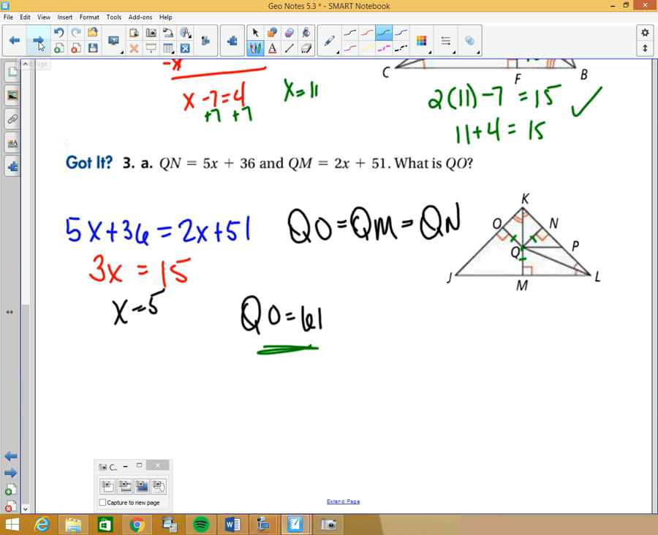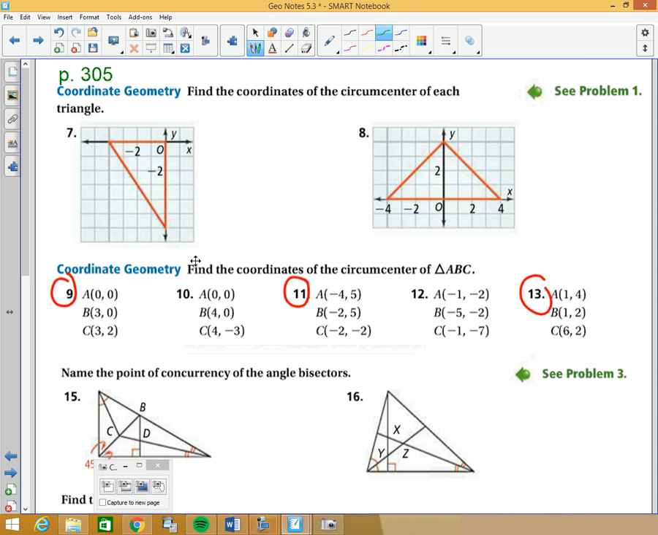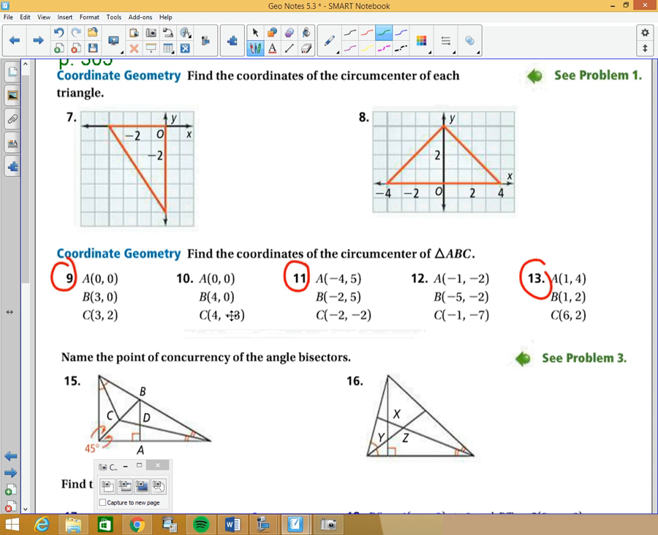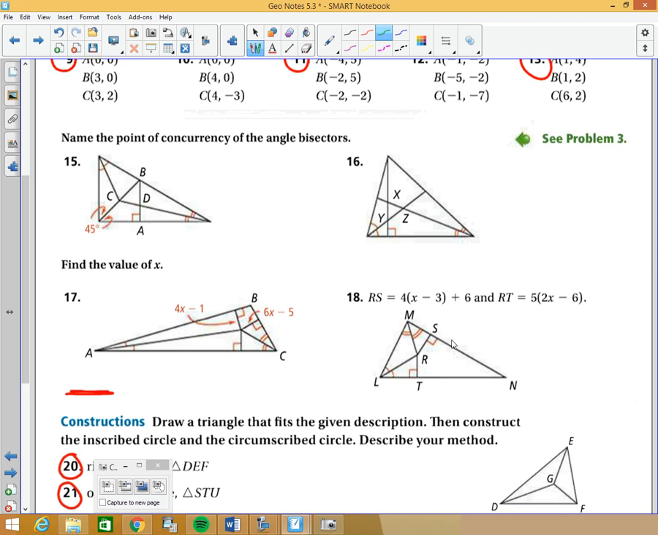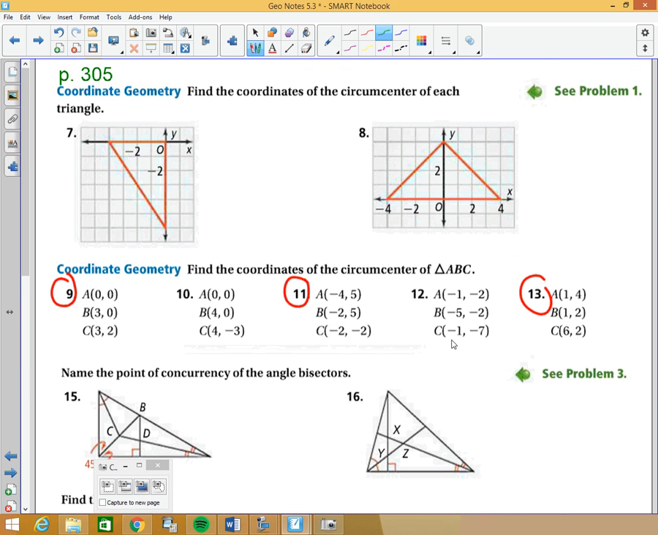Okay? So go ahead and work the following problems. When you get to finding the coordinates, just do 9, 11, and 13 just to save some time, and then work through to 18. And we'll check them together on Tuesday. Sorry, we'll check them together on Tuesday.